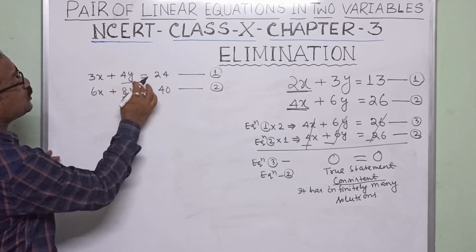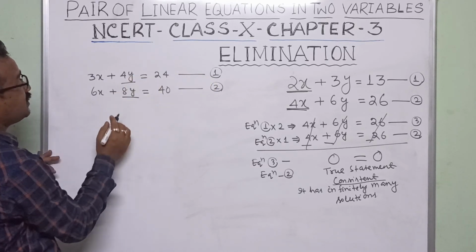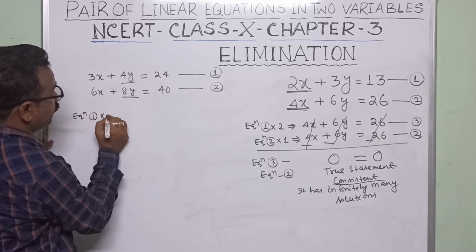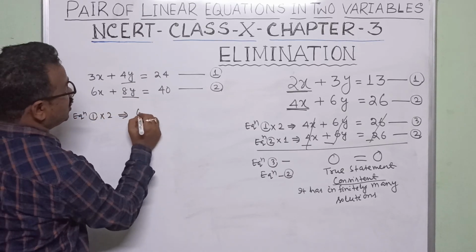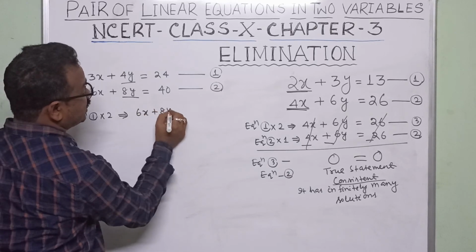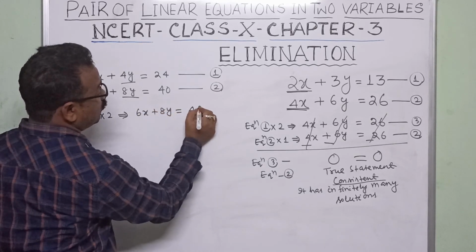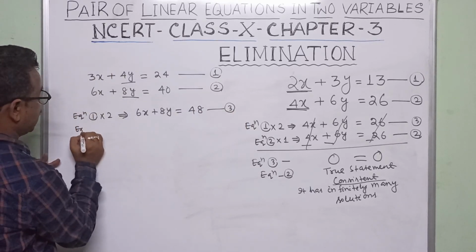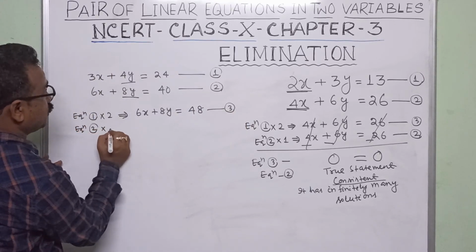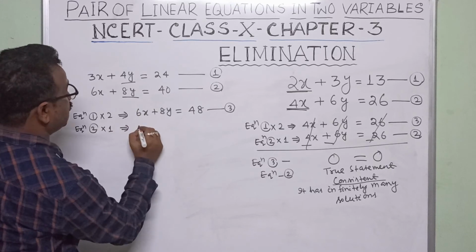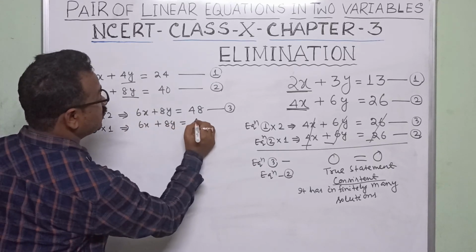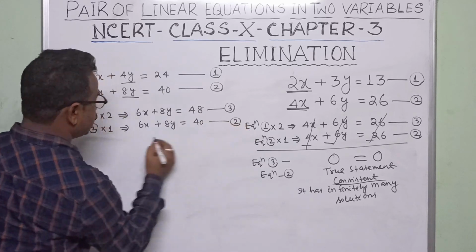We will multiply 2 in equation 1. I will get 8y. So equation 1 into 2, that implies your 6x plus 8y is equal to 48. This is equation 3. Now equation 2 into 1, that is equal to your 6x plus 8y is equal to 40. Equation 2.